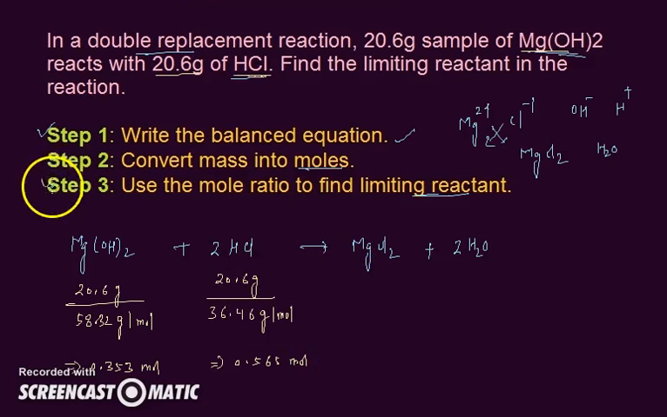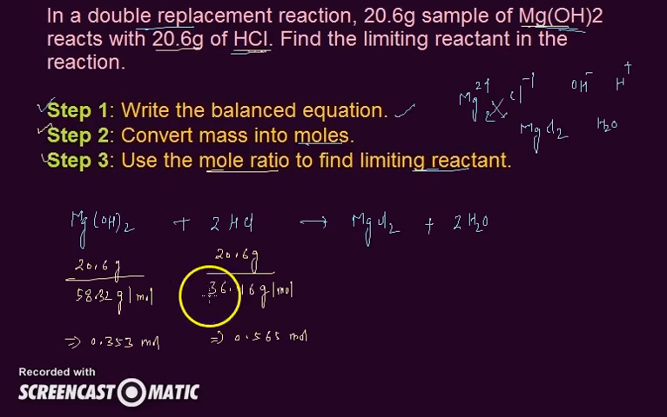Now we move on to the third step. We are done with the second step now. The third step states to use the mole ratio in the chemical reaction to find the limiting reactant. Now we have to calculate the number of moles of reactant required in the reaction by using the mole ratio. Let's say we have to calculate the number of moles of magnesium hydroxide required in the reaction. In this case, we begin with the moles of the next reactant, that is hydrochloric acid. Let me show how.